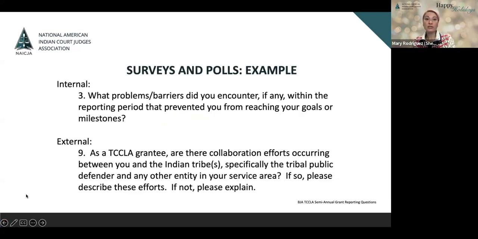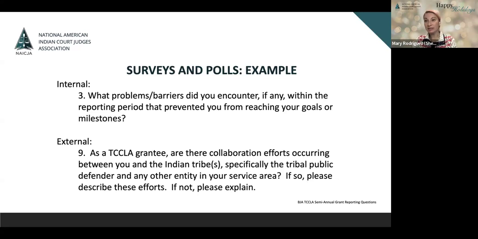As an external question, number 9 is saying, as a TCCLA grantee, are there collaboration efforts occurring between you and the Indian tribe, specifically the tribal public defender, and any other entity in your service area? If so, please describe these efforts. If not, please explain. This is an interesting question. A lot of folks are like, I'm not even sure why this is being asked. But this might be an external poll that you send out to local tribes, saying, hey, we're asked this every 6 months, and we're really not sure what you are. If you have a public defender, or if you're wanting a public defender, it might be a way to start a conversation with the local tribes in your area.